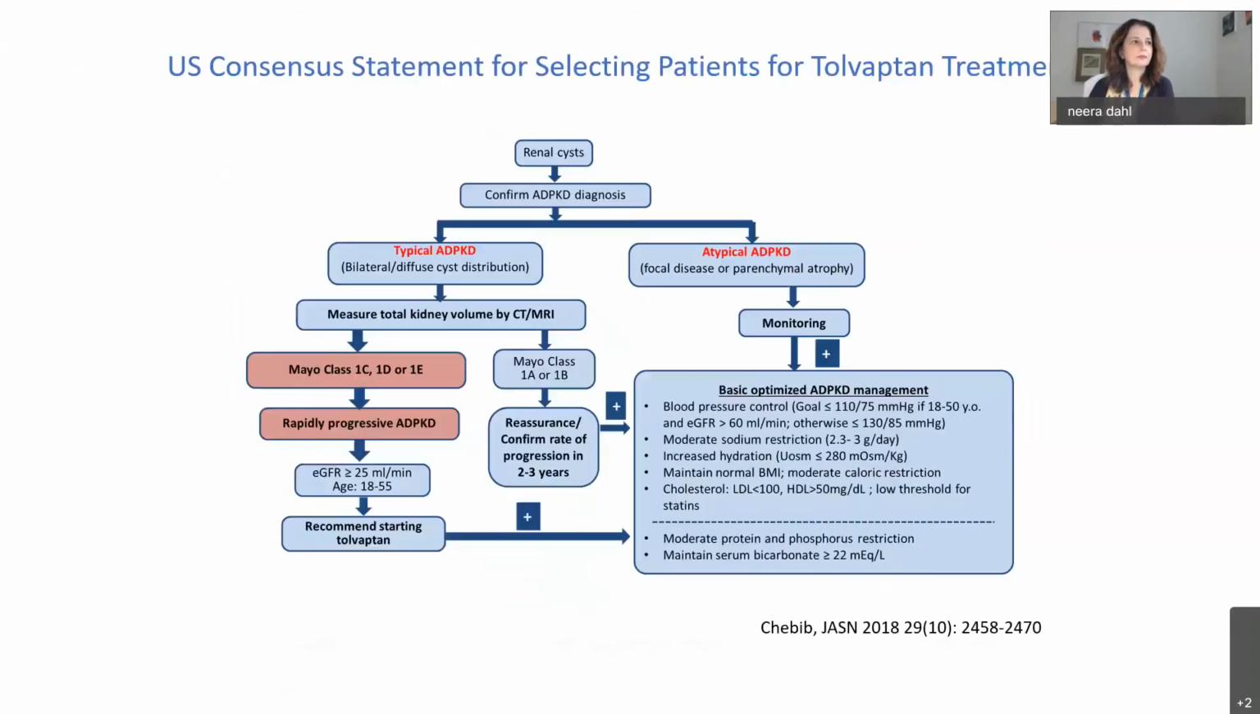And here, for us, the factors that are important in terms of managing the adult patients: blood pressure control is absolutely critical. We talked about salt restriction and increasing hydration and maintaining BMI and caloric intake at appropriate levels. And then those patients who have typical imaging who are at high risk are also candidates for Tolvaptan therapy.